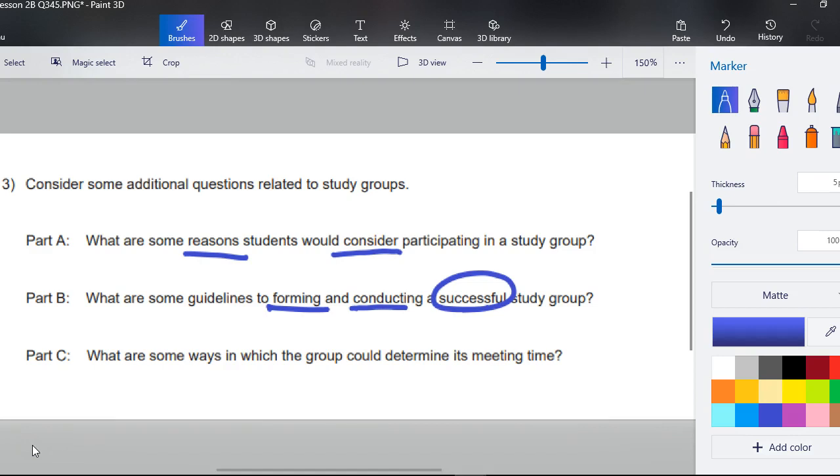Part B, forming and conducting. I think you need to be very careful who you invite and who you do not invite to your groups. This is your learning. You have the right to be selective, but also conducting the group and making sure there are some ground rules. Our group will be on time. Our group will stay on task. Our group will take a break every hour, whatever it's going to be. And what might be the process for removing members from the group or adding additional members to the group?